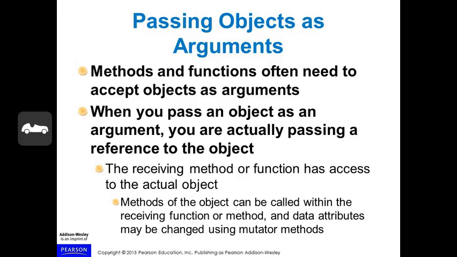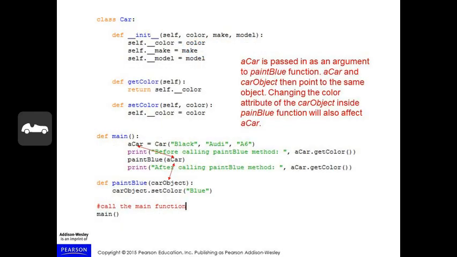Let's take a look at an example of this car example. In the main function, I created a car first, and then this car is now black.